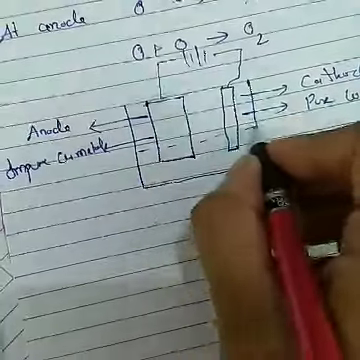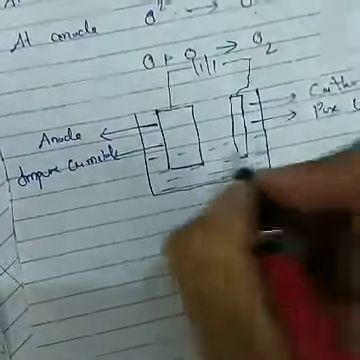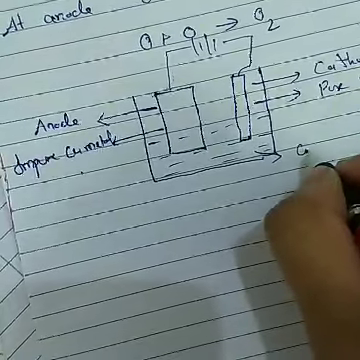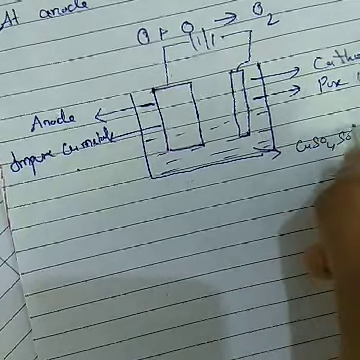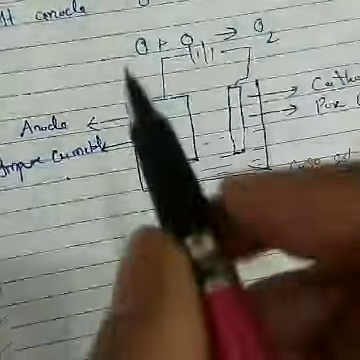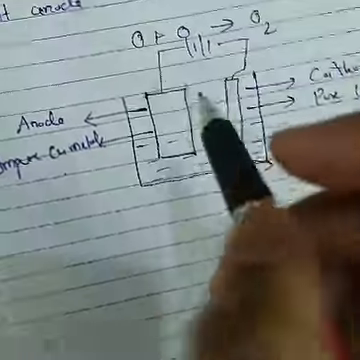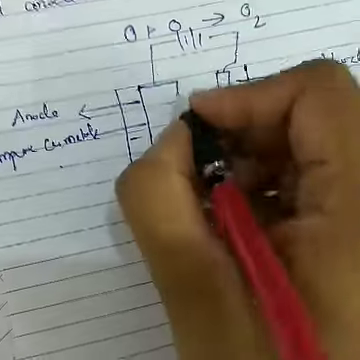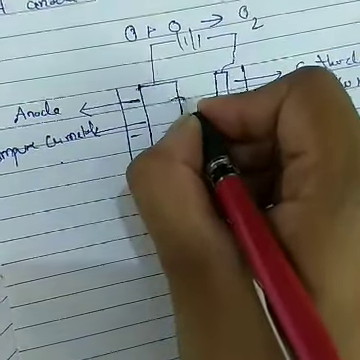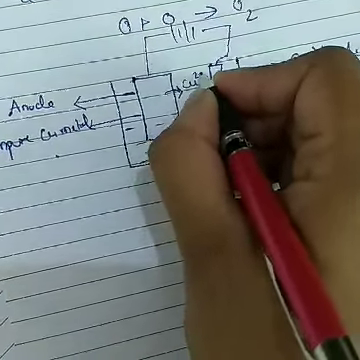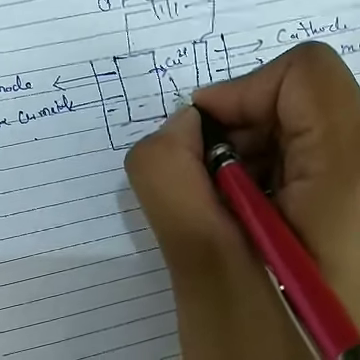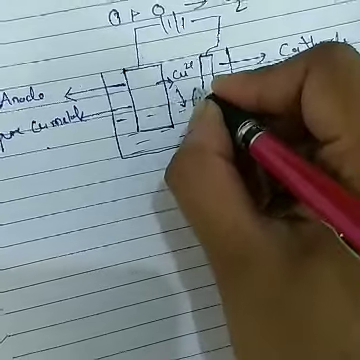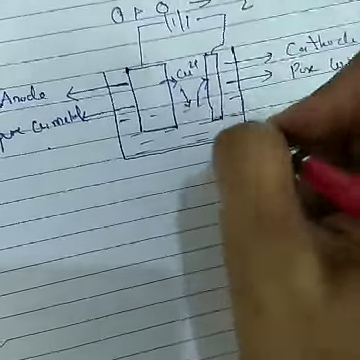The solution or the electrolyte which I am taking is a salt solution of the metal, a copper sulfate solution. Now electric current is passed through the circuit. What will happen? The copper metal in the form of Cu2+ ions will go into the solution. And from the solution, the same amount of Cu2+ ions will go and get deposited at the cathode.